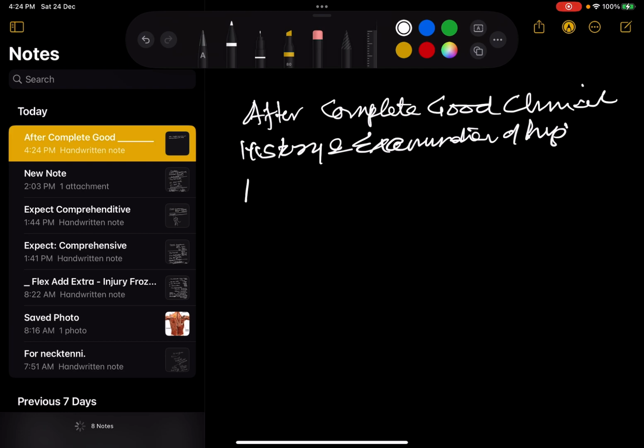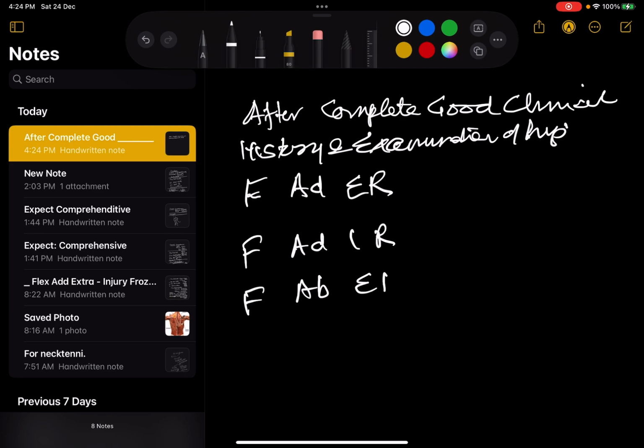Basically, we classify the hip into three: flexion, adduction, external rotation; flexion, adduction, internal rotation; flexion, abduction, external rotation; and none of the above.